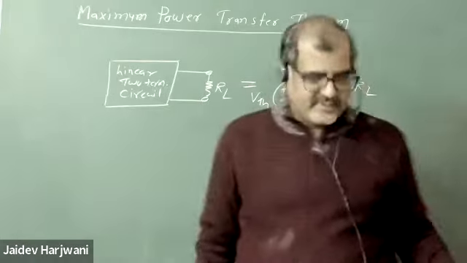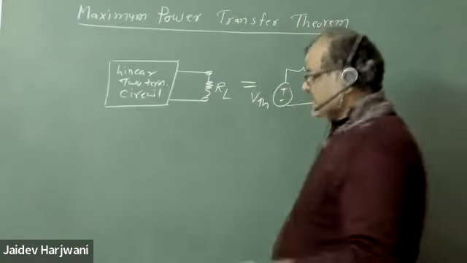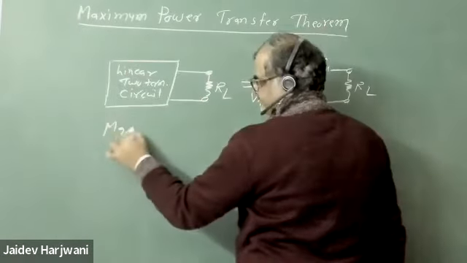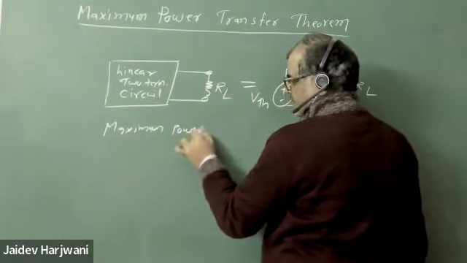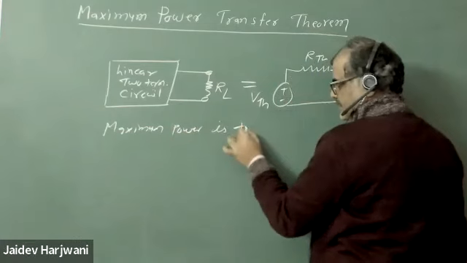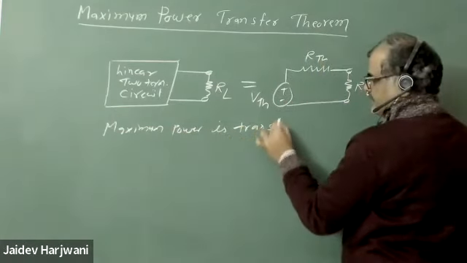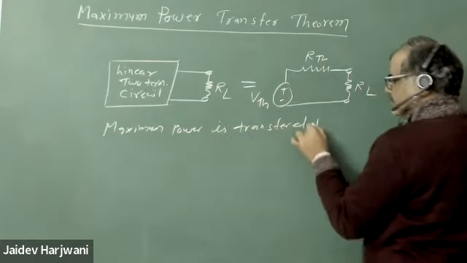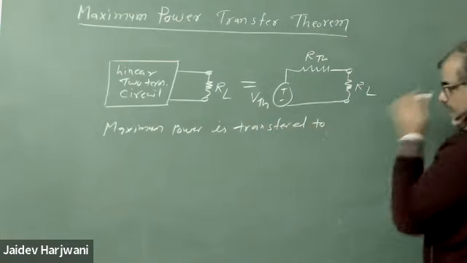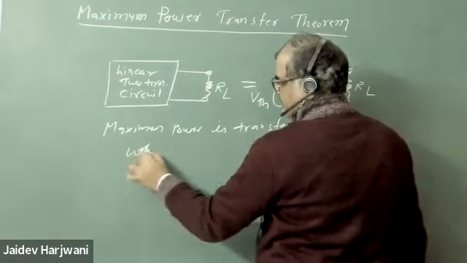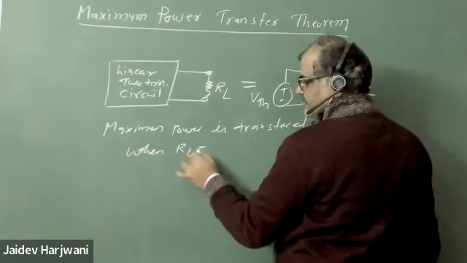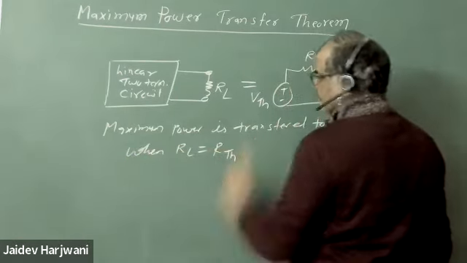So this theorem says that maximum power is transferred to RL when RL is equal to R Thevenin.